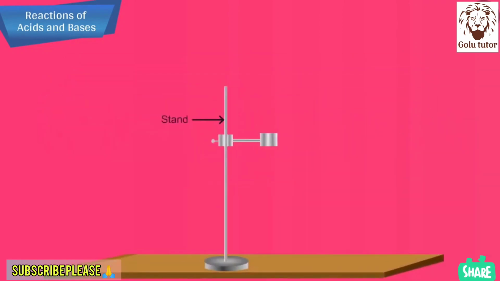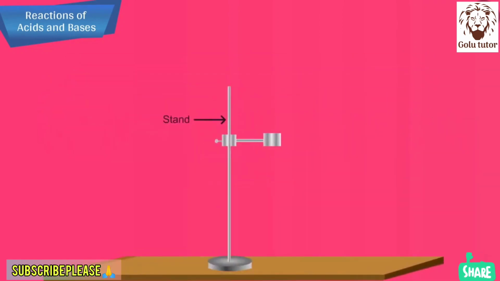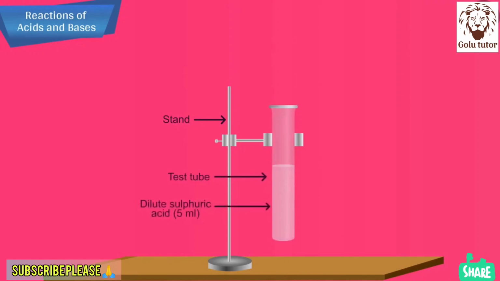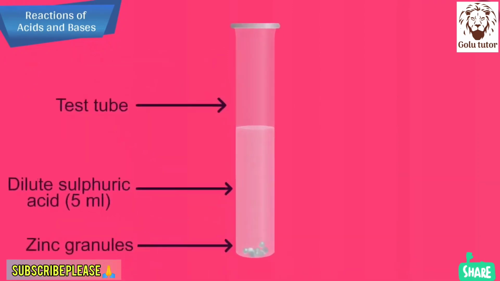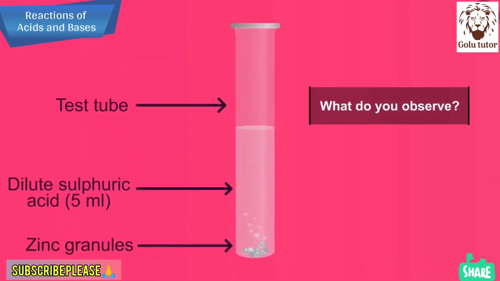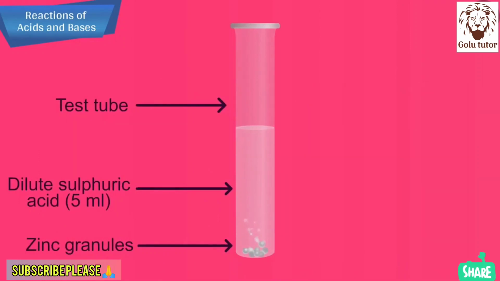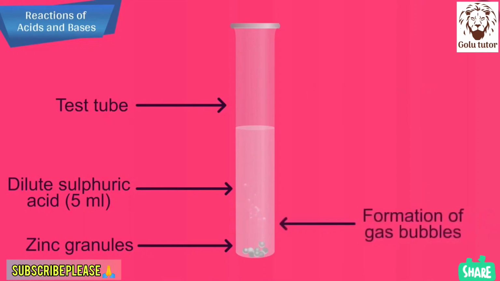Set the apparatus as shown in the figure. Take about 5 ml of dilute sulfuric acid in a test tube and add a few pieces of zinc granules to it. What do you observe on the surface of zinc granules? You will observe the formation of gas bubbles on the surface of zinc granules.